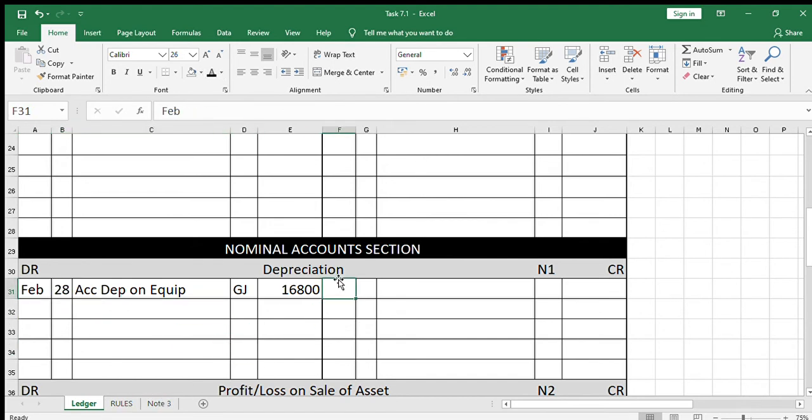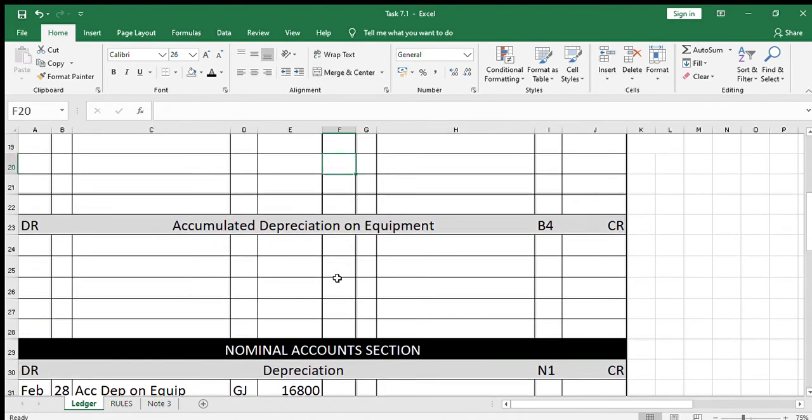While I am here, I noticed that there was an accumulated depreciation on equipment account, which we also need to do. Remember, accumulated depreciation is a negative asset, so we bring down the balance on the credit side, which was given to us as 42,000. And the depreciation we just calculated, remember the journal entry is debit depreciation, credit accumulated depreciation, so 16,800 will also go to the credit side. I'm not going to balance this account. You can do that on your own if you like.